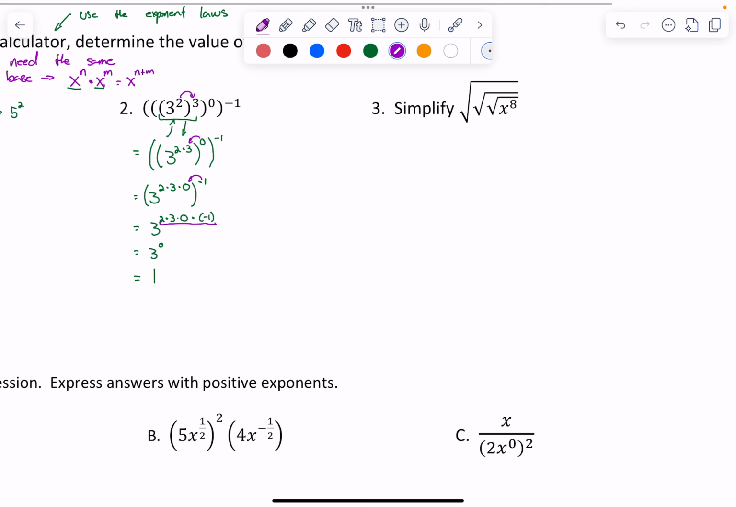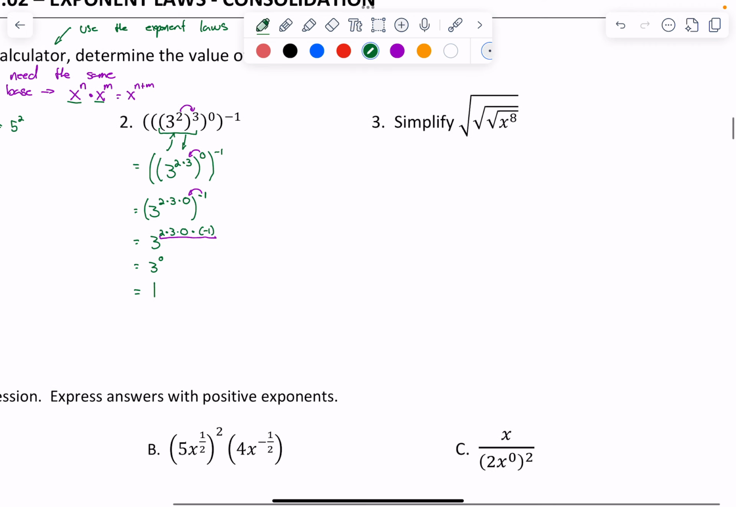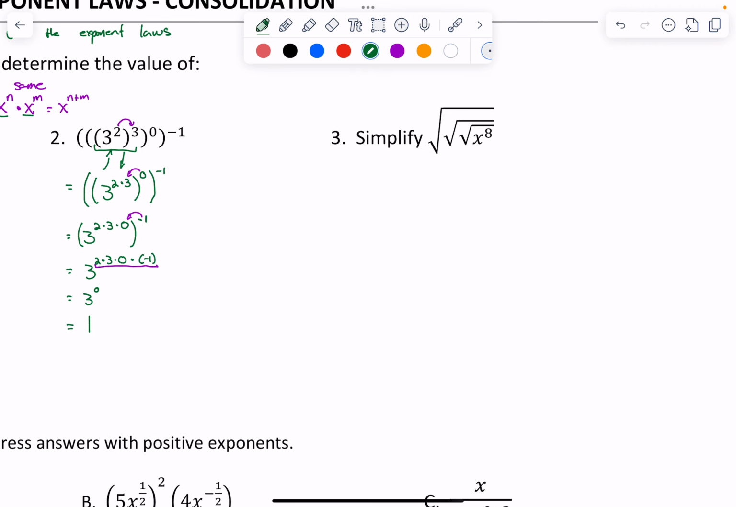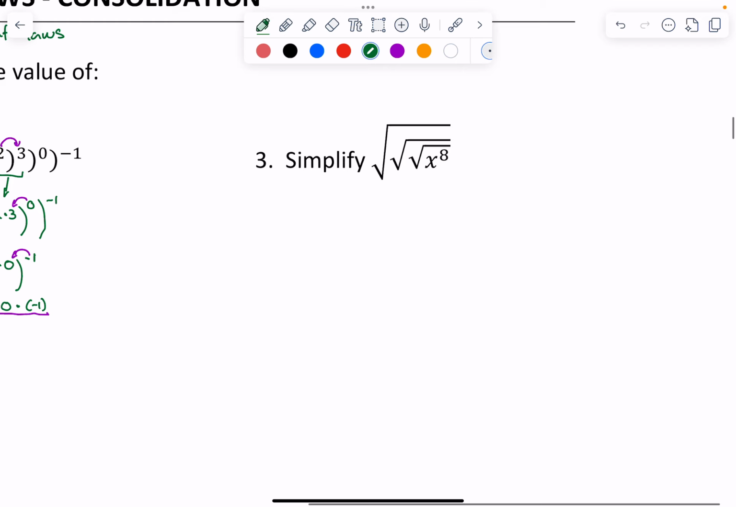Question number 3, very similar to question number 2, just with one extra step. You need to start seeing roots as fractions. So these are all square roots. This is the same thing as me saying, I have 3 roots there, so that would be like me having 3 brackets where I'm putting x to the 8 to the power of 1/2.